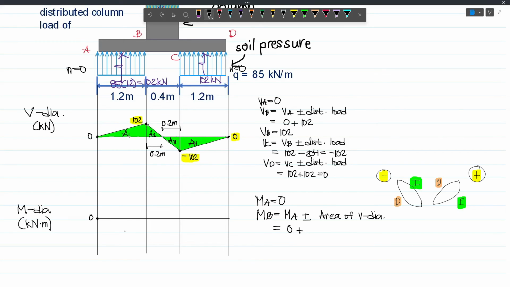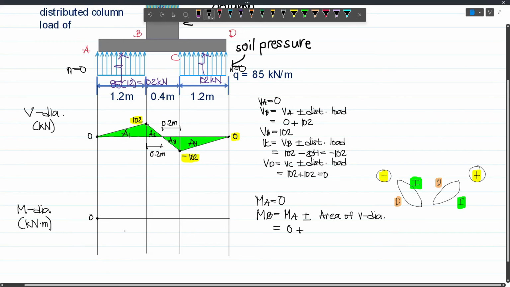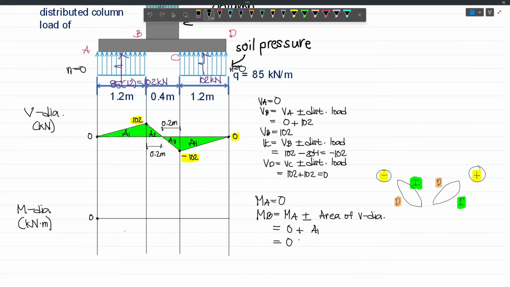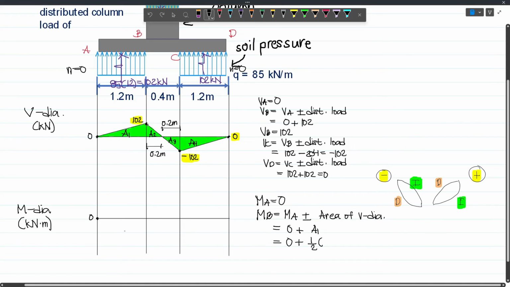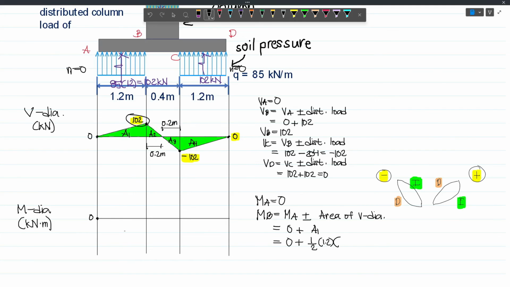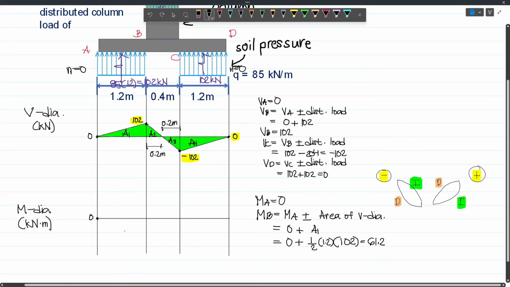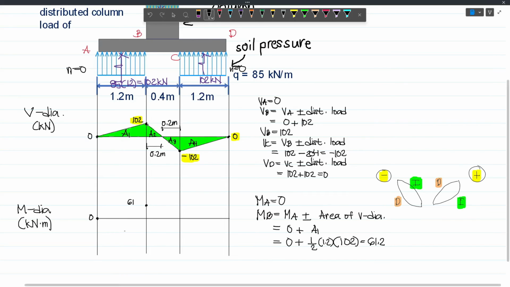And so, that will be, since this is a triangle, 1/2 times base times the height. And so we have A1. And so this will become 0 plus 1/2 times the base, which is 1.2 meters, and then multiplied by the height, which is 102. And so we have here 61.2. Yan. And so that will be somewhere dito. Yan. And then this is 61.2.